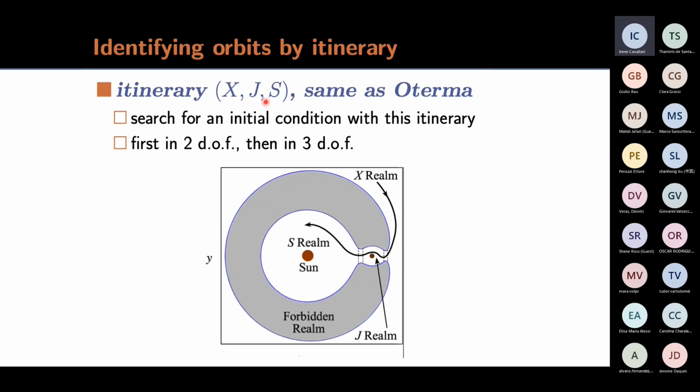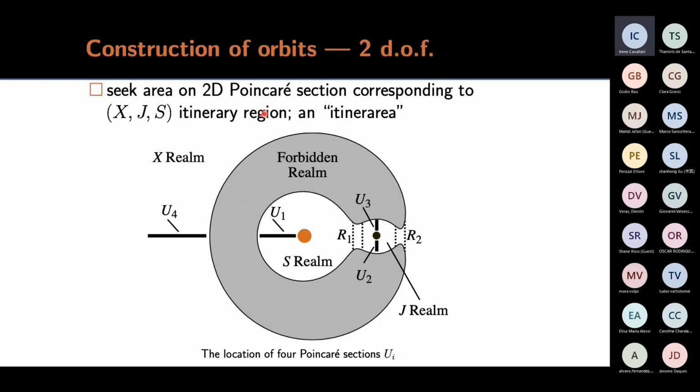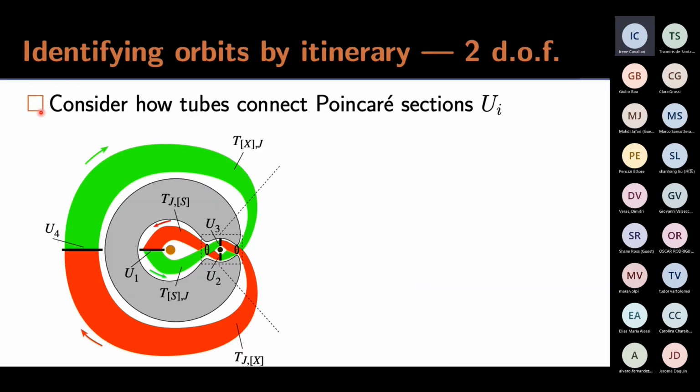And so really we're searching for an initial condition that has this itinerary. So how can we do that? First, we'll do it in 2 degrees of freedom, but this could be calculated in 3 degrees of freedom as well. So we're going to seek an area on an appropriate 2-dimensional Poincare section corresponding to this region. So now I'm showing 4 Poincare sections, and we'll use those as needed.